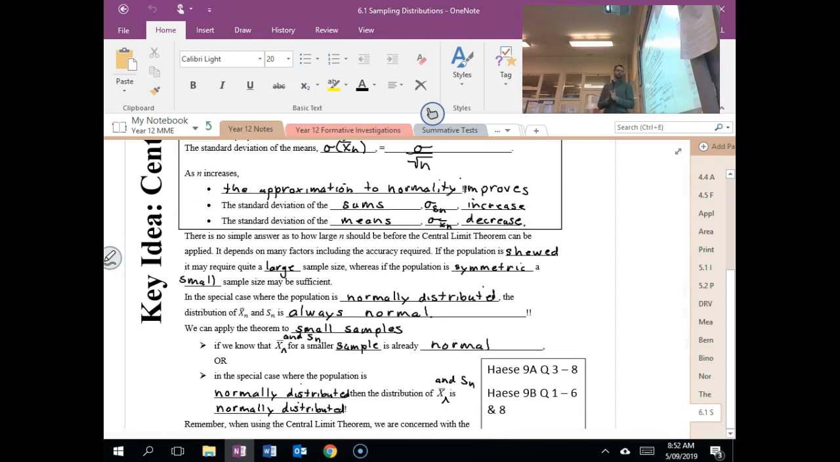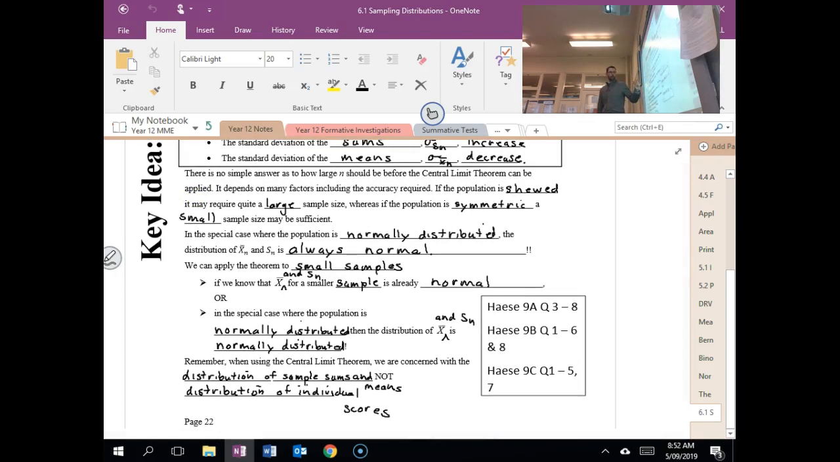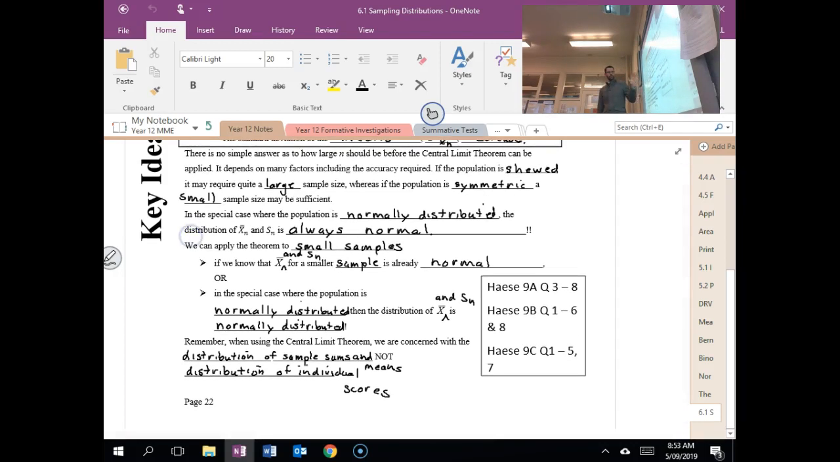And if we increase our sample size, the approximation of normality increases. In other words, it becomes more normal. Standard deviation of sums increases, the standard deviation of the means decreases. And then we looked at, well, how large does it need to be for the central limit theorem to apply? And I made emphasis that the textbook says n greater than or equal to 30. While that's not wrong, it is not what our course uses. Okay? We have to assess it based on a distribution that we're given and basically say, does it work?